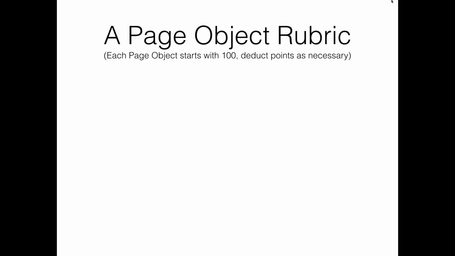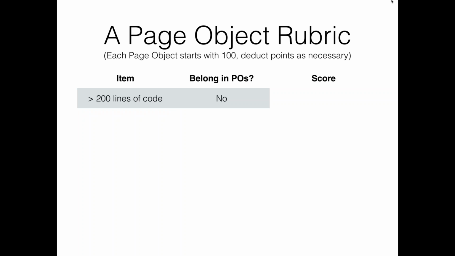Just like with the test rubric, I've created one for the page objects. Each page object starts with 100, just like the tests, and you deduct points as necessary. Things like lines of code. I've picked a reasonably sized number for lines of code. If your page objects are greater than 200 lines of code, that should not be in your page object.